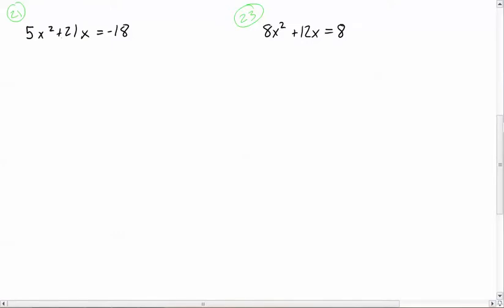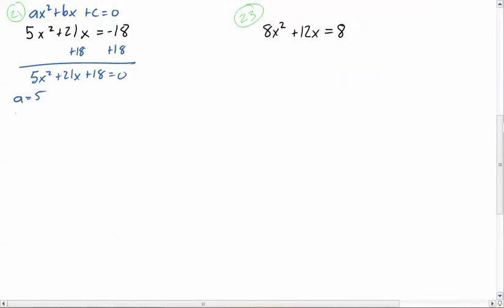We've got 5x squared plus 21x equals negative 18. Quadratic formula, you need it to be ax squared plus bx plus c equals 0. Our first priority is to get it equal to 0, so we're going to add 18 to both sides. There we go. We now have 5x squared plus 21x plus 18 equals 0. Now we got a, which is 5, b, which is 21, and c, which is 18.